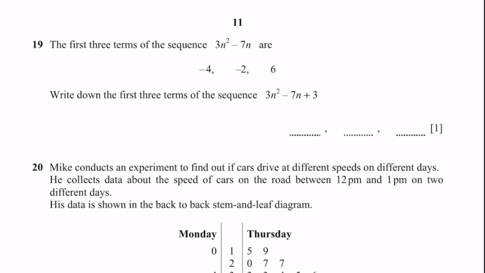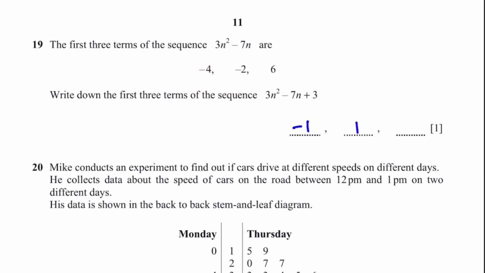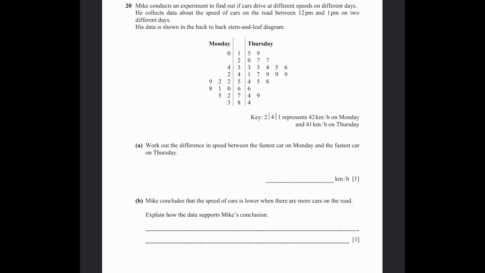Question 19. The first three terms of the sequence 3n squared minus 7n are -4, -2, and 6. Write down the first three terms of the sequence 3n squared minus 7n plus 3. So you notice it's actually this whole thing plus 3, which means each term has to be added 3. That means -1, 1, and 9. That's the answer.